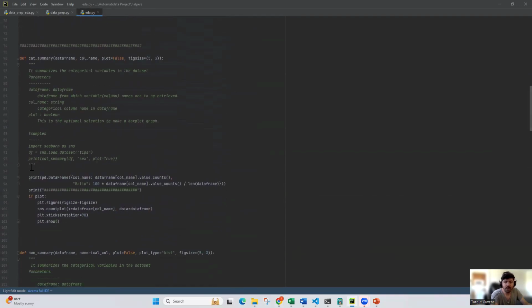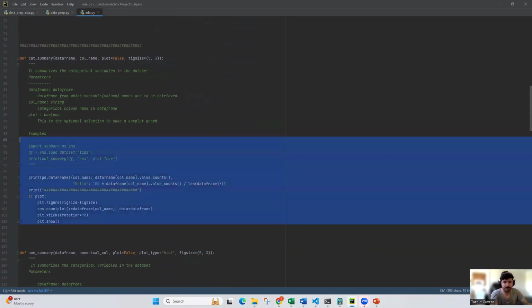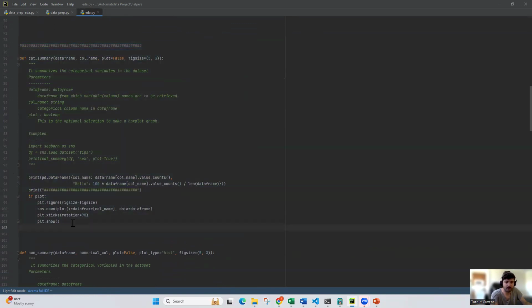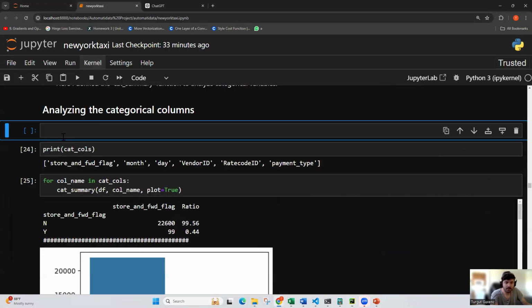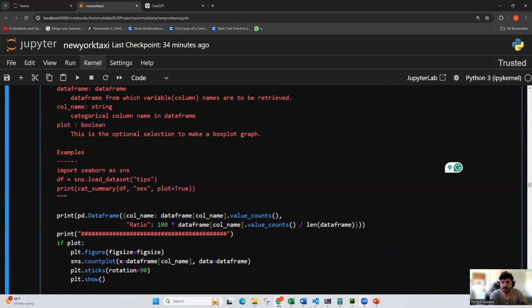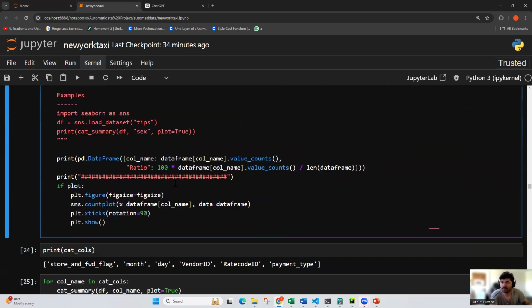The cat summary function. Let me get this function in our notebook. So guys, instead of writing all of this, it's just this code. Whenever you want to look at the categorical columns first, you can just use value counts and the box plot, right? It's just to give you the first and clearest answer.